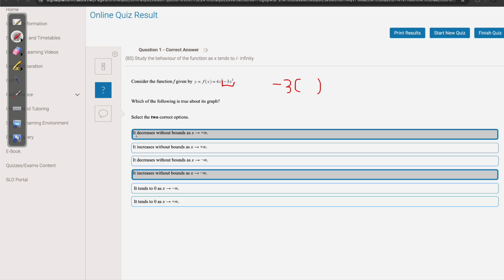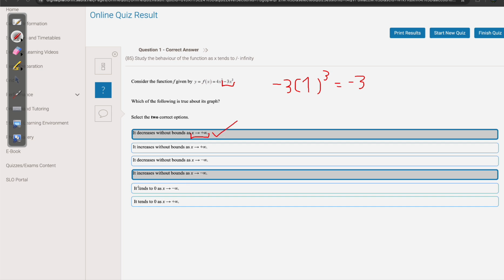It decreases without bounds. Okay, so look, when they say x goes to positive infinity or negative infinity, try substituting it by a number. Because they said x goes to positive infinity, let's substitute a positive number 1, which would be the easiest. So negative 3 into 1 cubed is equal to negative 3. If the result of this multiplication is negative, it decreases.